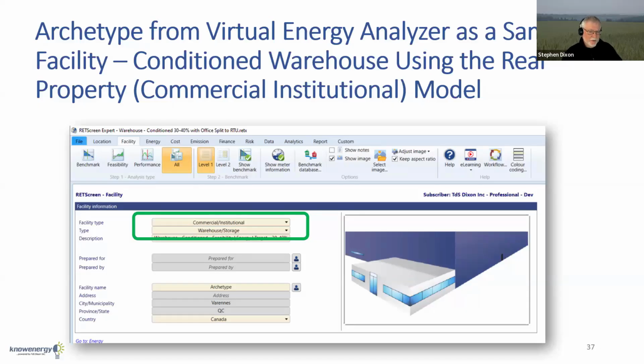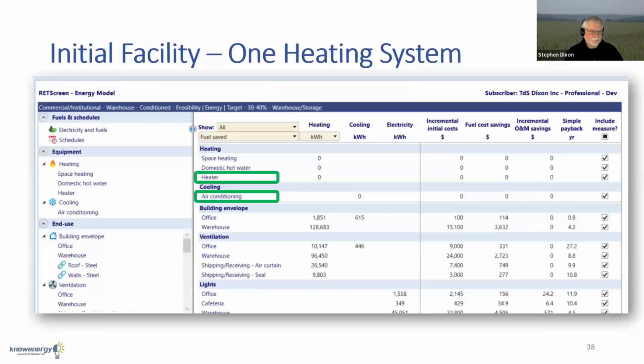So, in this example, I'm going to walk through, and eventually I'm going to open up RETScreen and just tweak it a little bit. We're going to start with an archetype, which is the 30 to 40% energy reduction archetype for a warehouse and storage facility. So just like that picture I had at the beginning, a big warehouse with a small office at the front. Our goal is to electrify the heating and cooling of that office area. But we don't have a meter on it, so we're going to use RETScreen to estimate what that might be.